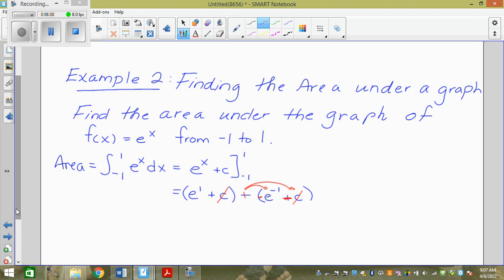So what are we going to be left with? We're going to be left with e to the 1. Do I have to write the 1? No. And then minus e to the negative 1, which is good. But how might they also write it? E minus 1 over e. Yeah.